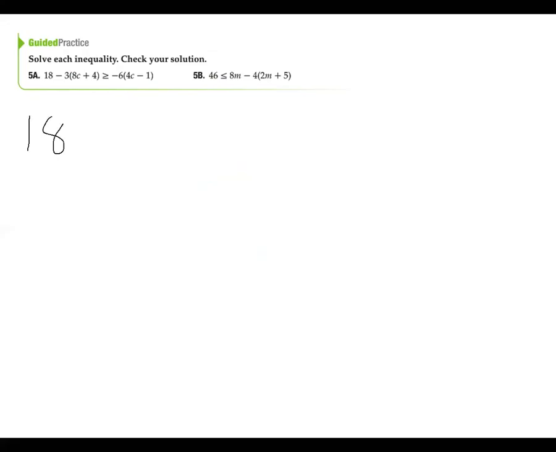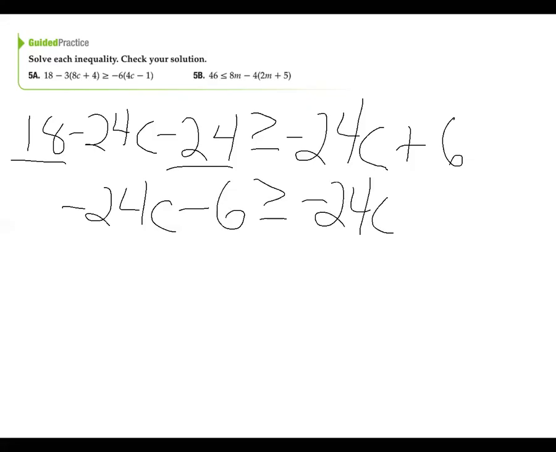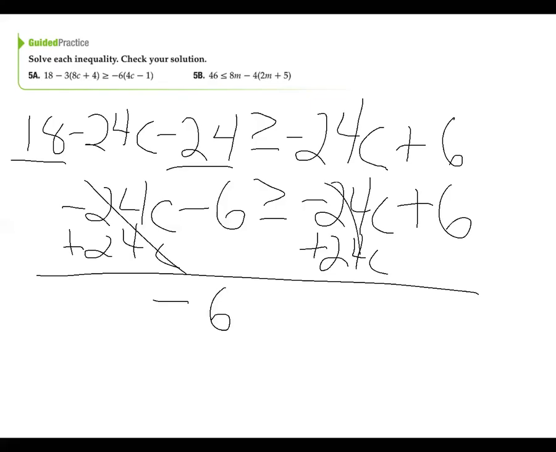So 18 minus 24c minus 24 is greater than or equal to negative 24c plus 6. So I'm going to combine these two. So I have negative 24c minus 6 is greater than or equal to negative 24c plus 6. Add 24c to both sides, and I have negative 6 is greater than or equal to 6. Is that true? No. Negative 6 is less than 6. So that's a false statement, and the answer is the empty set or no solution.